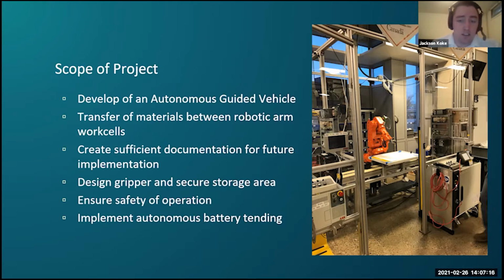And in any project, safety is the biggest concern. The Robotino will be functioning around people. Finally, we need the Robotino to charge itself. At the right, you can see a picture of one of the robotic arm work cells in the Mechatronics Lab. Next slide, please.